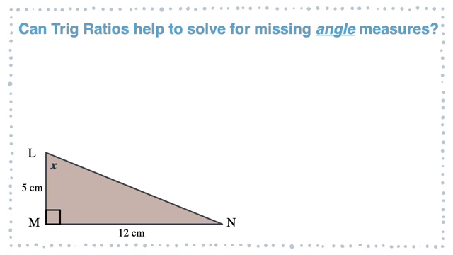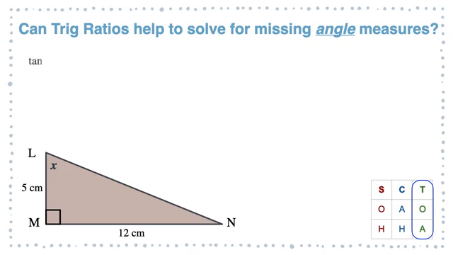So what we do is we think about the two side lengths that are given. We have the sides marked as 12 and 5. And we think about our SOHCAHTOA, and we realize we know nothing about the hypotenuse, so we're not going to use sine or cosine. Instead, we'll use tangent. And we write that the tangent of L is equal to 12 over 5.